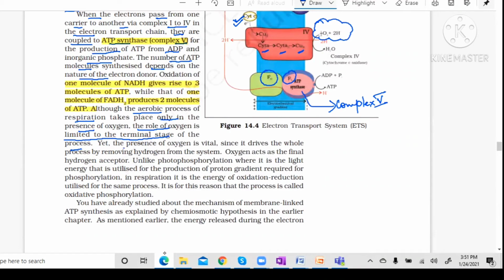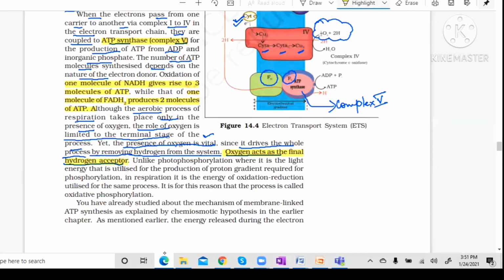Yet the presence of oxygen is vital. Why is it necessary? Because it drives the whole process. It means it makes the process work continuously, with no halting. How does it make the process work continuously? By removing the hydrogen from the system. So we can say oxygen acts as the final hydrogen acceptor.